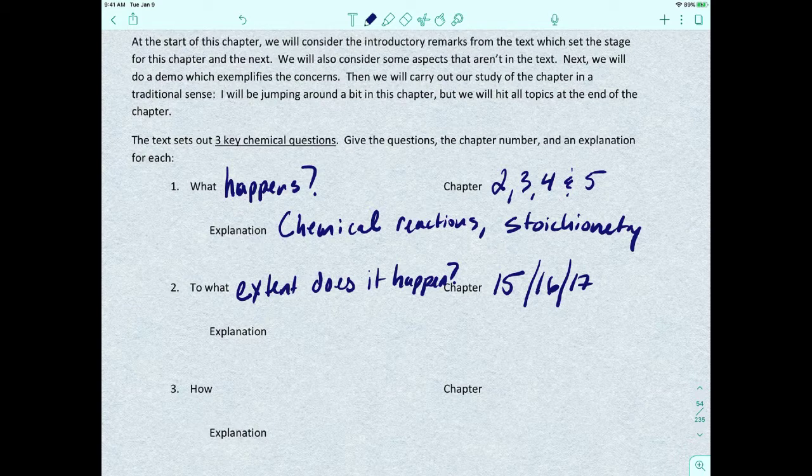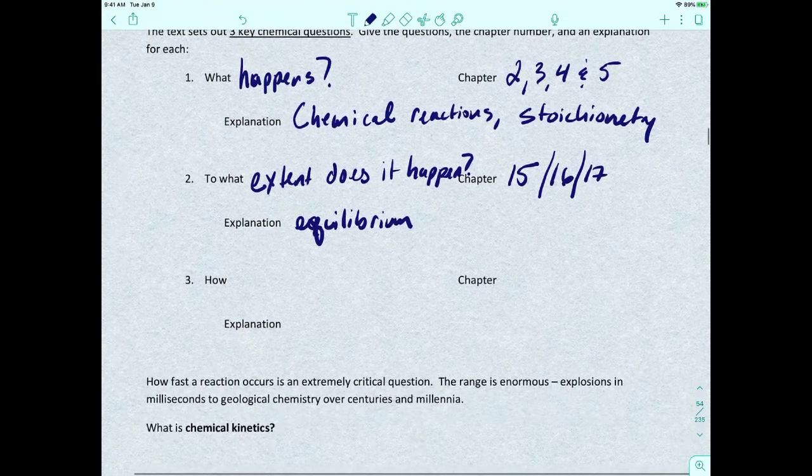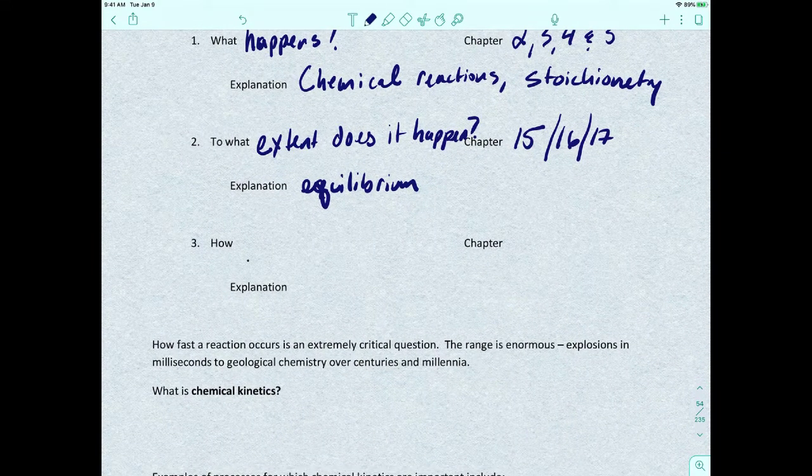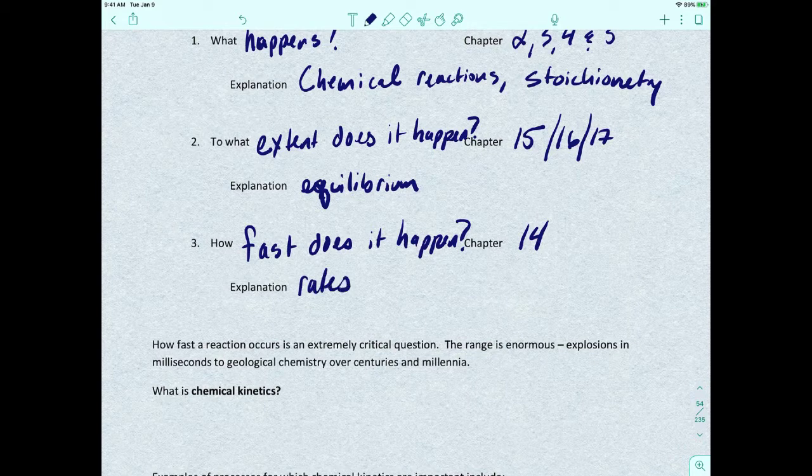To answer this question, we're going to be studying something called chemical equilibrium. That's the major part of the second unit of this course, answering that question: to what extent does this happen? How do we quantify that? The third question that we want to ask is, how fast does this process occur? How fast does it happen? To answer this, we're actually going to use this chapter, where we're going to look at rates of reactions.